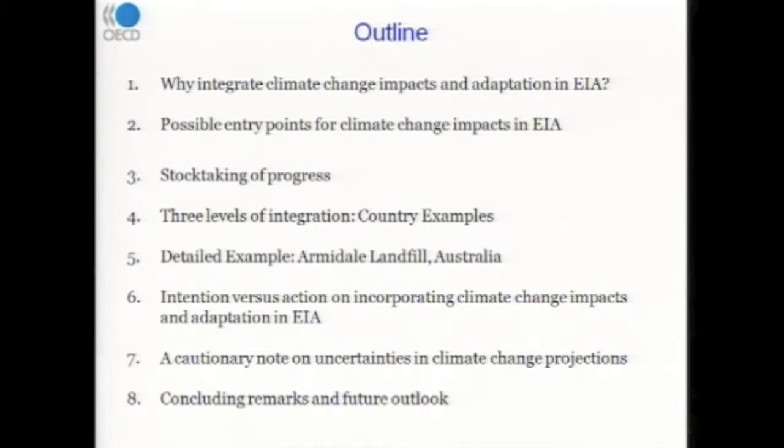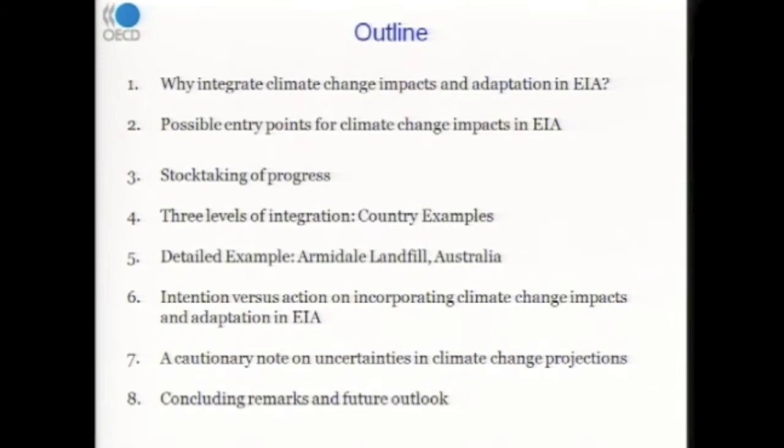In terms of the outline of my talk, it's a long list of items, but I'll go relatively quickly. Why integrate climate change impacts and adaptation in EIA? Probably after a day into this meeting, not much more could be said about it. Then I'll run through the various steps in EIA procedures and identify potential entry points for incorporating climate change information, as well as adaptation measures. The bulk of my presentation will focus on the stock taking of progress in this direction in different jurisdictions. Then I will discuss some specific country examples at three levels.